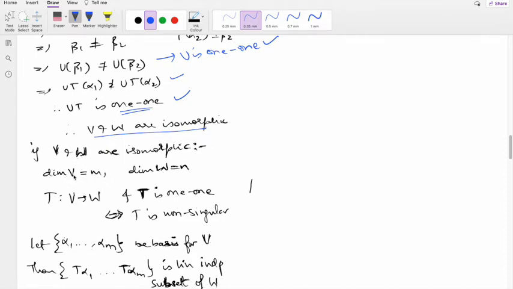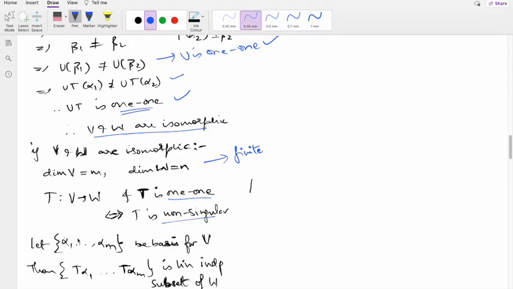Let's say that the dimension of V is m and dimension of W is n, and both of these are finite, from the question. So let's say that T is some transformation which goes from V to W, and T is 1-1. Because they're isomorphic, there exists some transformation T which is 1-1 and linear. And since it is 1-1, it is also non-singular, again from the previous sections.